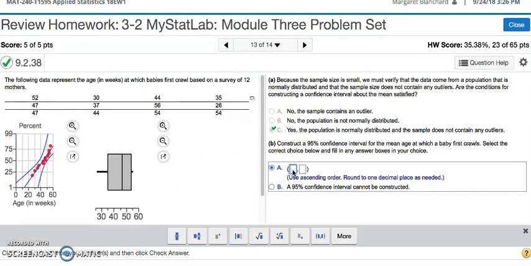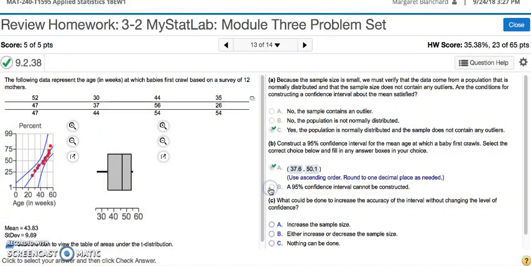And since we already know that the population is normally distributed and the sample does not contain any outliers, we can construct that confidence interval. Remember, those are the key, 37.6 and 50.1. Check answer. There we go.